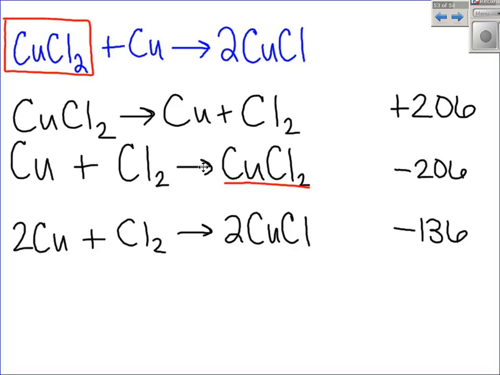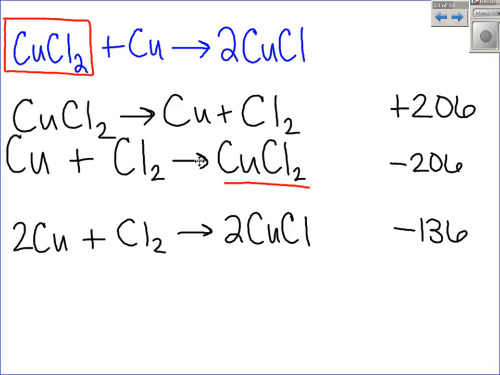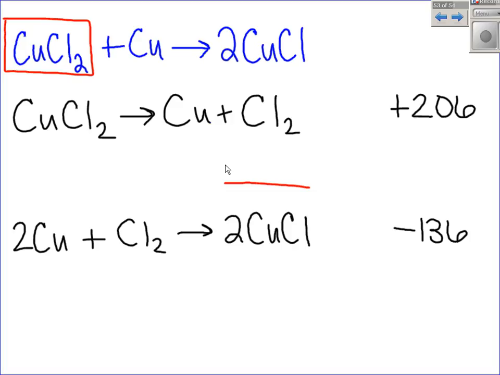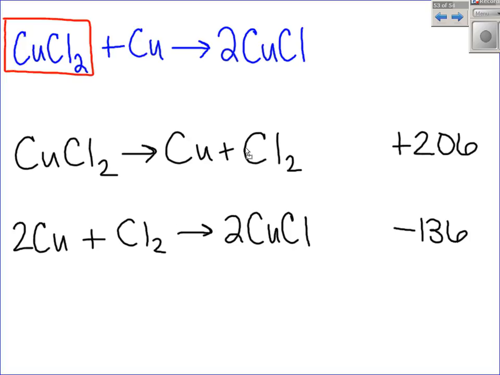Now, anytime I change a reaction, I usually like to get in the habit of erasing things that I'm done with. And therefore, this reaction right here, since it was already flipped, I'm going to get rid of. All right, now I have the new reaction flipped exactly where I want it. And the CuCl2 is on the correct side.